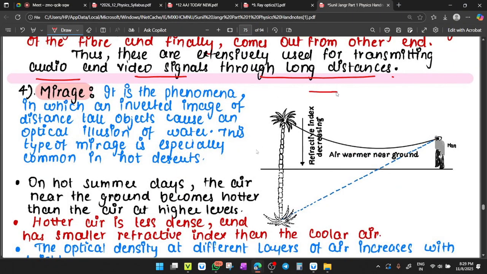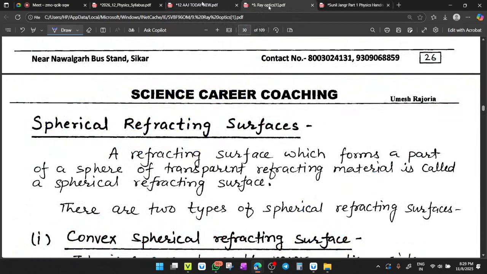In the summertime, when you are in a car or some vehicle, you have seen there is a sensation of water on the roadside. But actually, there is nothing. So why is it happening? Actually, see, this is a big tree. Now, during the summers, the refractive index of the air continuously decreases towards the ground. Yes, check. The situation is like this.